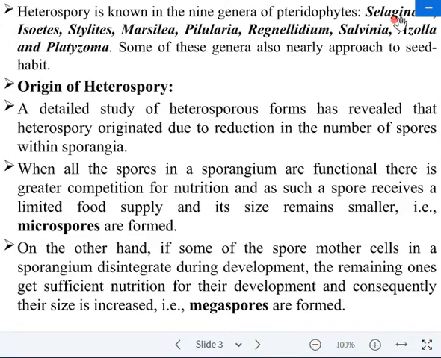The classical one is Selaginella, Isoetes, Stylites, Marsilea, Pilularia, Regnellidium, Salvinia. These are the aquatic fern. Azolla, this is also an aquatic fern and known as mosquito fern. It is the smallest fern. And Platyzoma. So you have to remember all these 9 names of the fern which have heterosporous tendency. It means they produce 2 different shapes and sizes of spores.